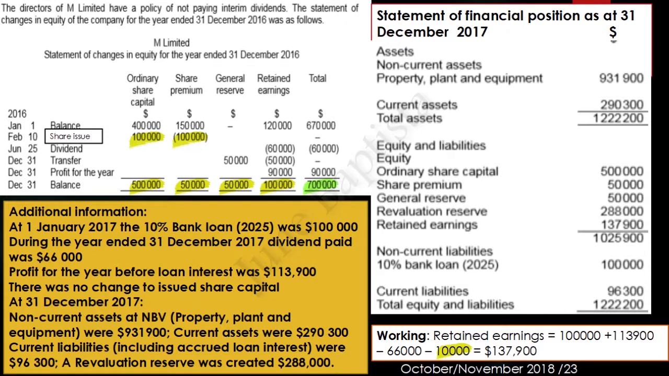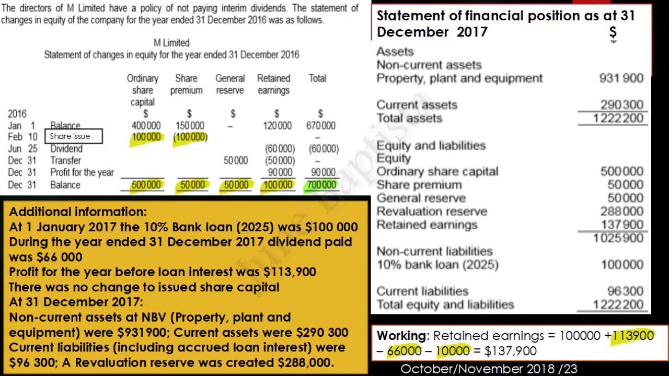During the year ended 31st September 2017 again, dividend was paid $66,000. This will be subtracted from retained earnings as well. Profit for the year before loan interest was $113,900. That will be added to retained earnings.